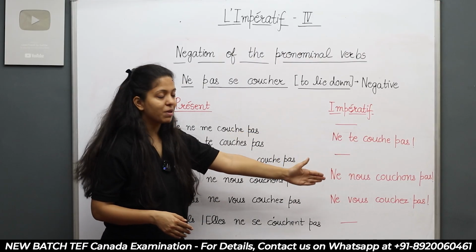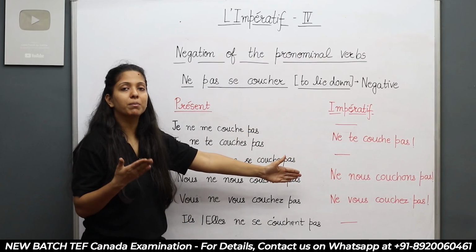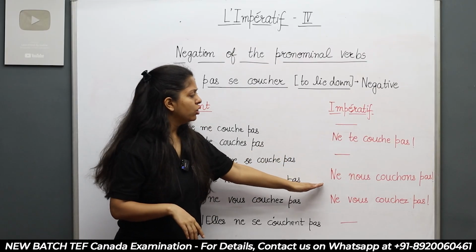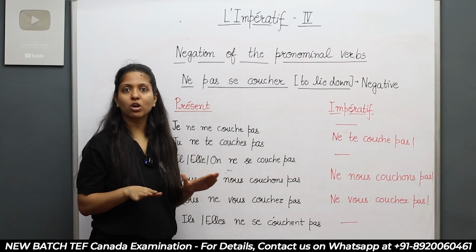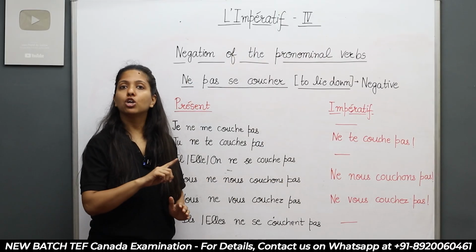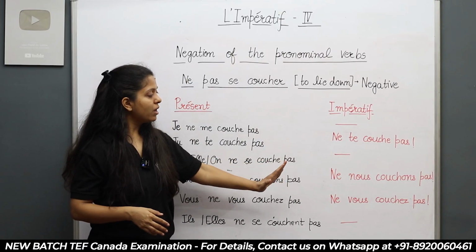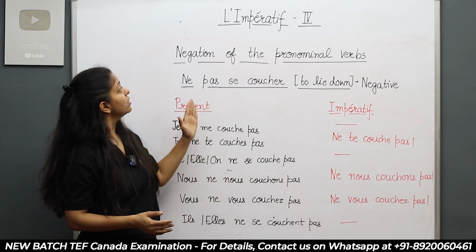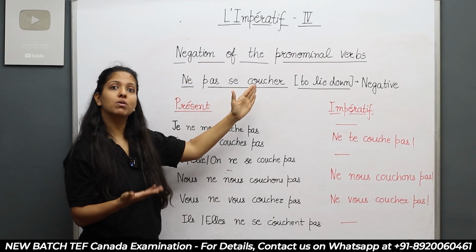And since I didn't have the space over there, I didn't write the English equivalent, but I'll tell you. Ne te couche pas, which means don't lie down. Ne nous couchons pas, let's not lie down. And ne vous couchez pas, I'm giving order to a lot of people, don't lie down. So ne te couche pas, ne nous couchons pas, ne vous couchez pas. That's how you write the imperative of the pronominal verbs in the negative form.